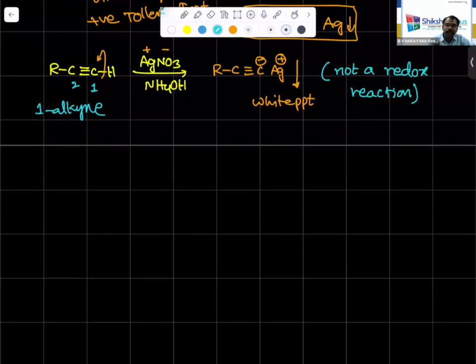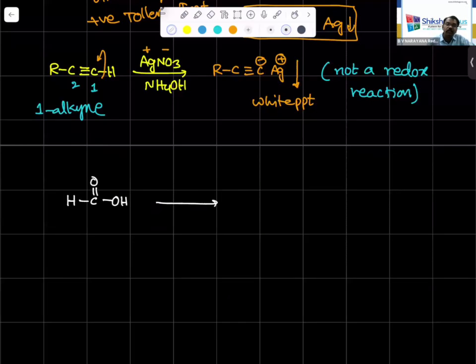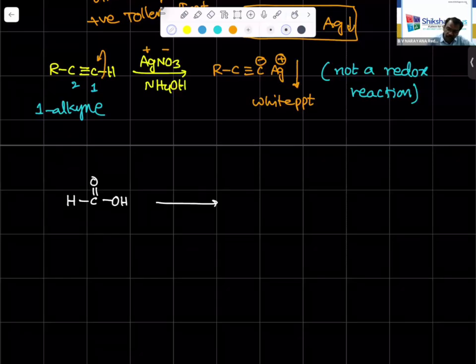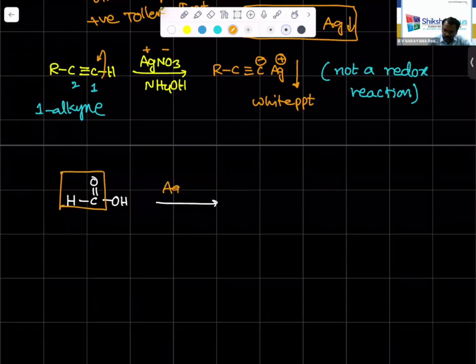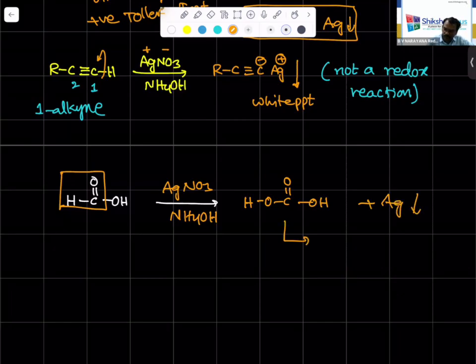Okay, besides these functional groups, for example, there is formic acid, HCOOH. It is actually a carboxylic acid. Generally, carboxylic acid is negative towards Tollens reagent, but this is formic acid. If you observe this molecule very closely, it has a CHO group. Therefore, it reacts with Tollens reagent. What will happen? It will convert into carbonic acid plus silver mirror. After that, we know carbonic acid changes to CO2 gas plus water.